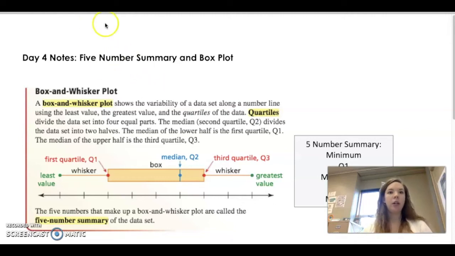All right, guys, today we're starting on page 13 for your day 4 notes. We're going to talk about a 5-number summary and a box plot today, and they really go together. So a box plot is just a visual representation of your 5-number summary.